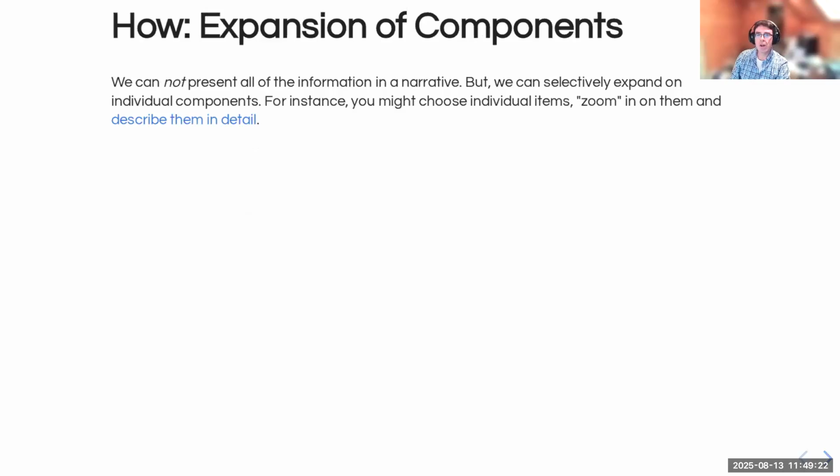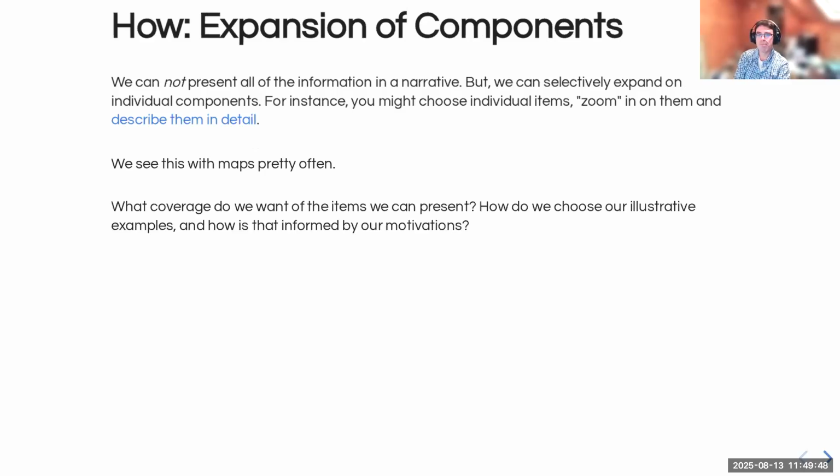Another way to tell a story is through an expansion of components. So maybe not presenting all of the information in narrative, but selectively expanding on individual components in order to show them. You might choose individual items, zoom in on them, describe them in detail. And you see this often with maps, right? You see things at a large scale, then you see things at a small scale. You see things where you expand on components in order to describe increasing complexity.